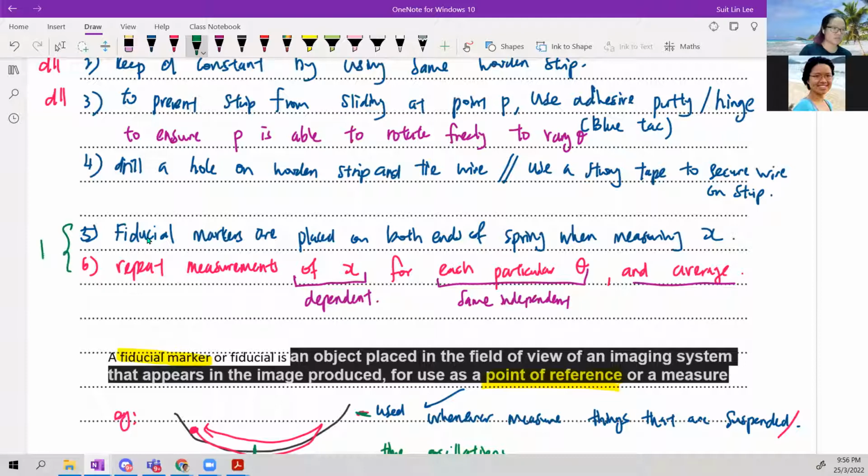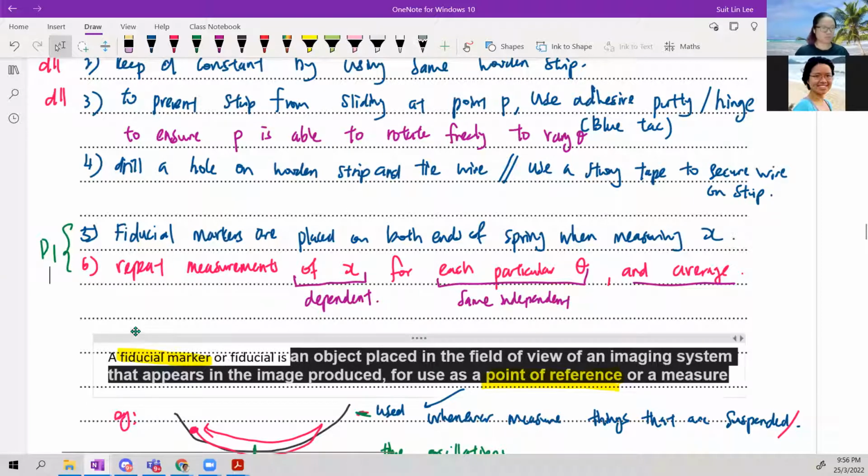Actually, this is the same 2D1 mark lah. Or you could just always write the same thing, but don't write repeat measurement for dependent variable. No. Follow the experiment. So if the experiment says X is my dependent variable, then repeat measurements for the dependent variable for each same theta, or for same values of theta, and average.